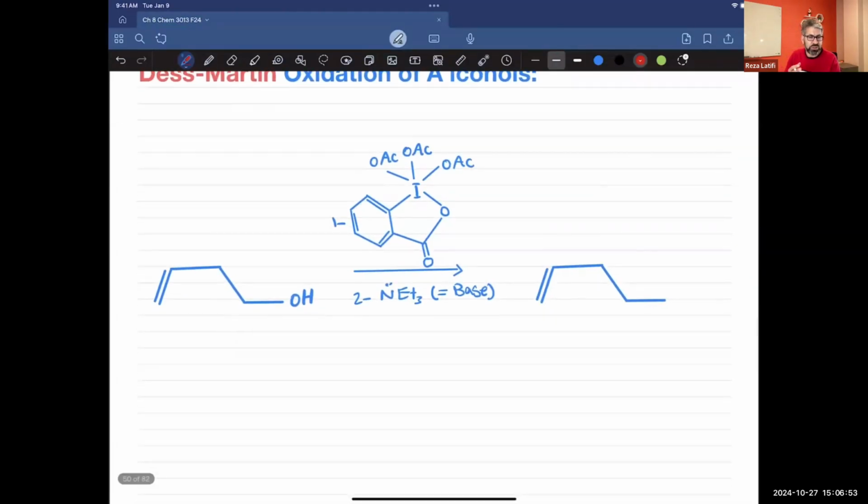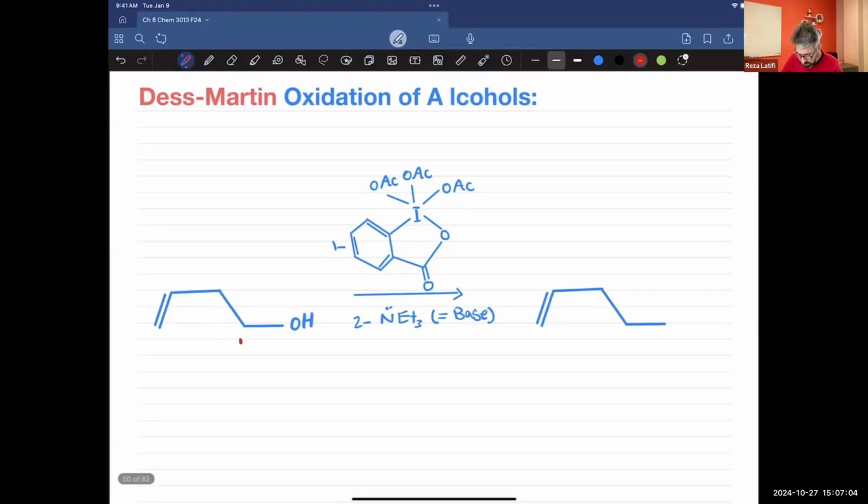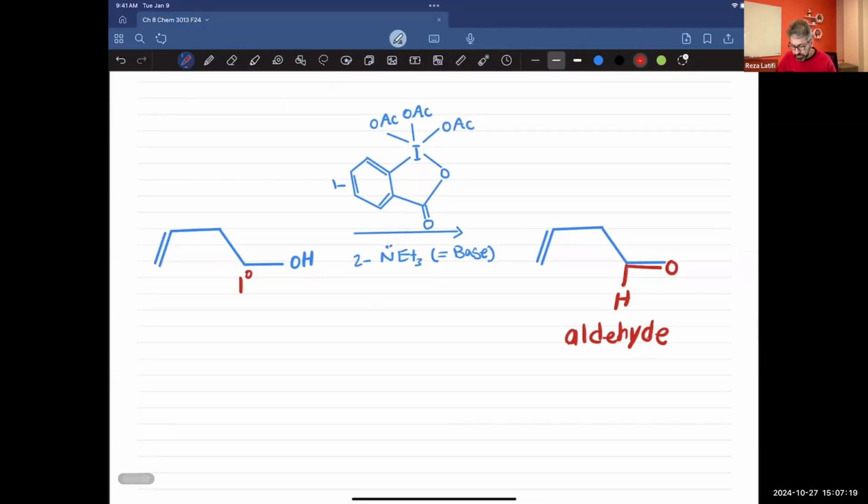And this example does have a double bond and also OH. And the oxidizing agent is not going to touch the double bond. The only thing that will happen is the primary alcohol will turn to aldehyde. So again, we get aldehyde, but the double bond will stay completely untouched.